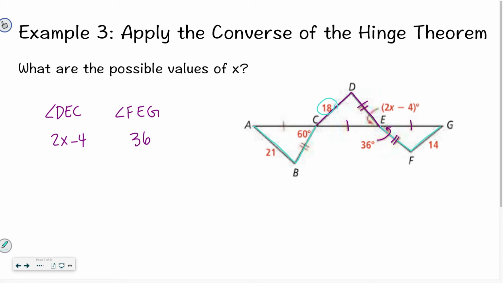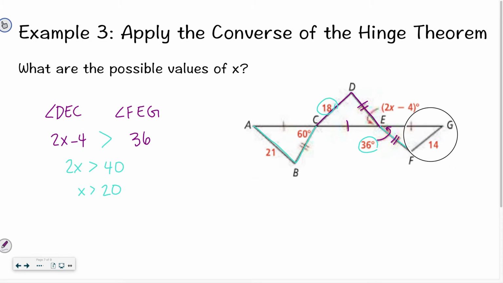And 36, this one right here, is opposite the side that's 14. So that means that 36 degrees is less than my other angle. So I can solve this now. I can add 4 to both sides, and I have 2x is greater than 40. And divide by 2, x is greater than 20. So that's one of my answers, that x is going to have to be greater than 20.